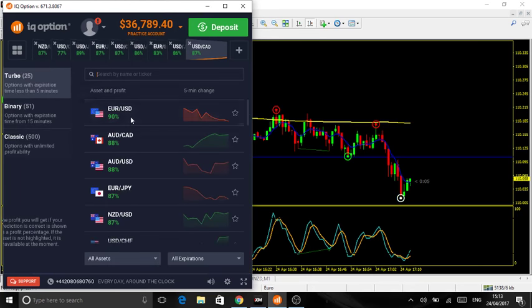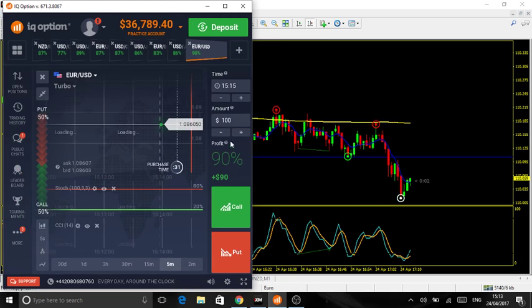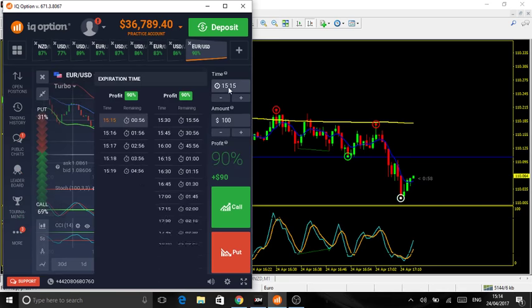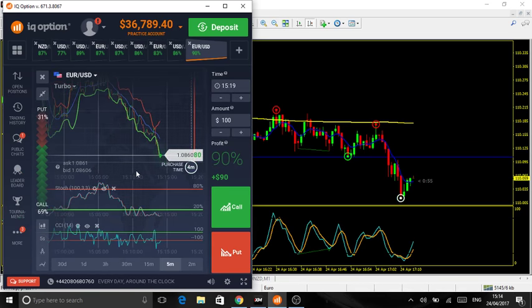The highest one is Euro USD, it's a 90% payout, which is really good. Not a lot of brokers give out a 90% payout. And you do a 5-minute trade, as my system has just a 5-minute setup.